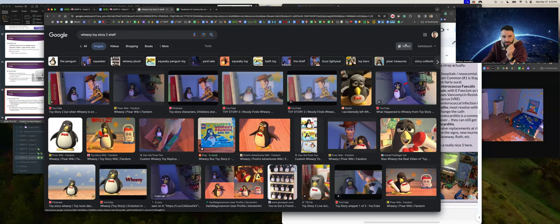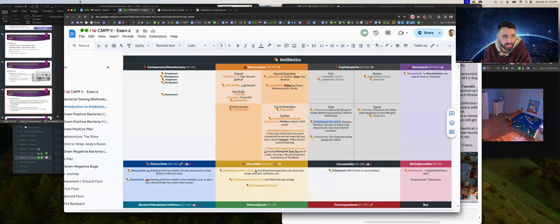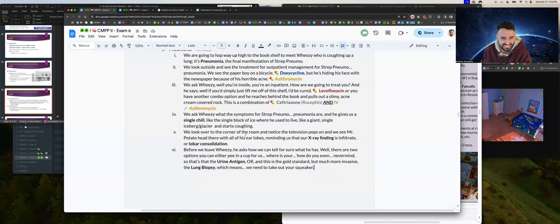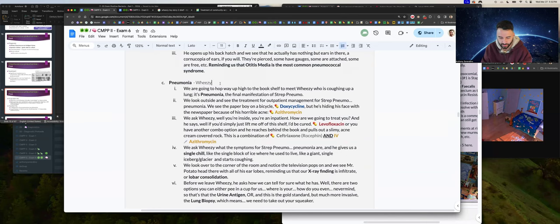Now, are there five things here? Am I missing a big piece of this puzzle? This might just be three, honestly. I think this is just three things. I want to commit to that. I'm pretty sure there's nothing else. We're up on the shelf. I mean, the medications themselves were enough to remember. Single chill, lobar consolidation, urine antigen, and lung biopsy. I'm going to say it was three things we remembered. Ah, yes. All right, good. So we'll give ourselves the one for that.